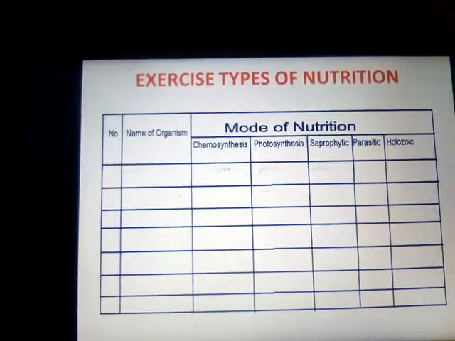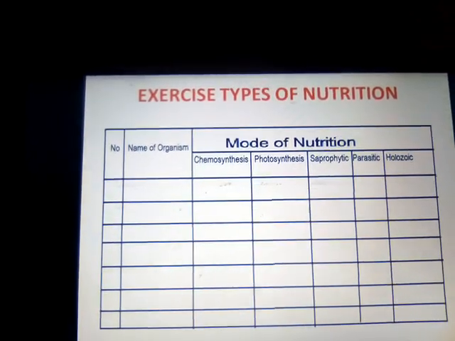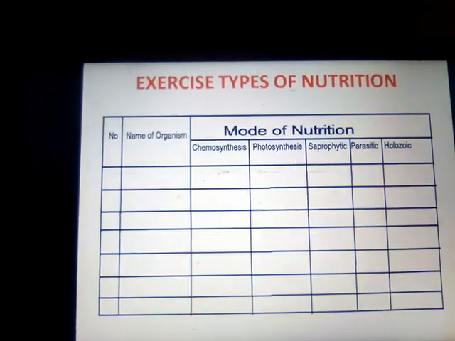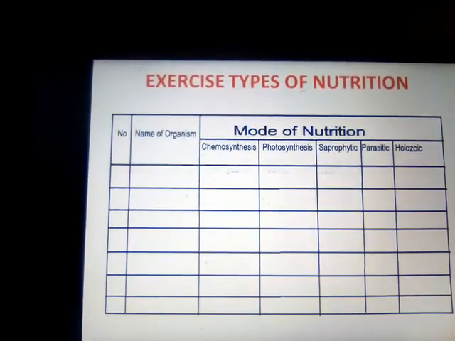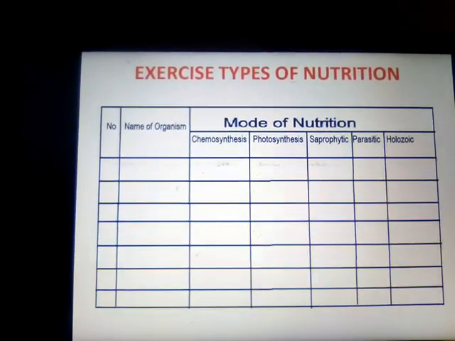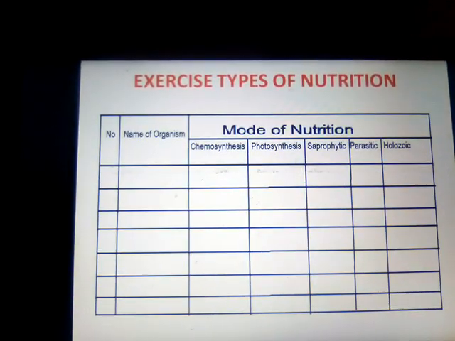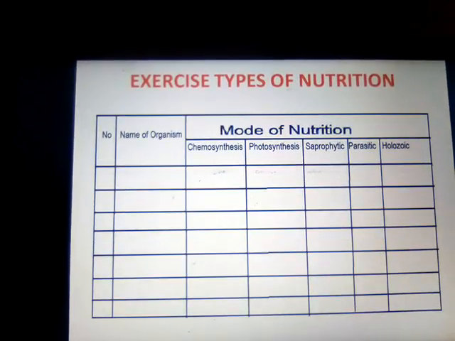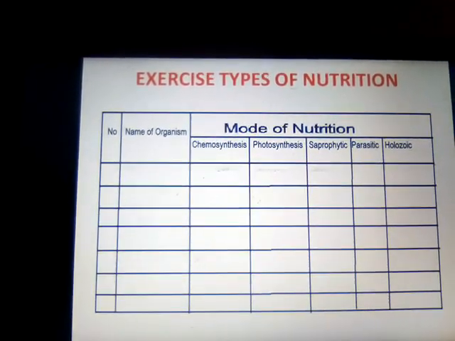Draw this kind of table in your exercise book, and for each of the organisms displayed, you put the number, identify the organism, that is, you write the name of the organism on the table, and you place a tick in the appropriate box that corresponds to the kind of nutrition carried out by the organism.